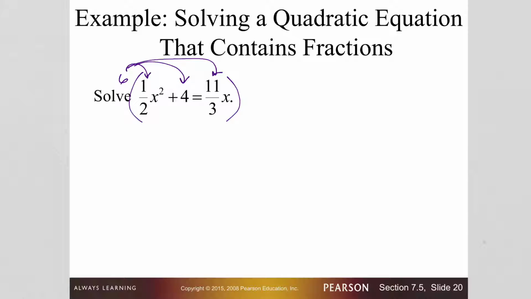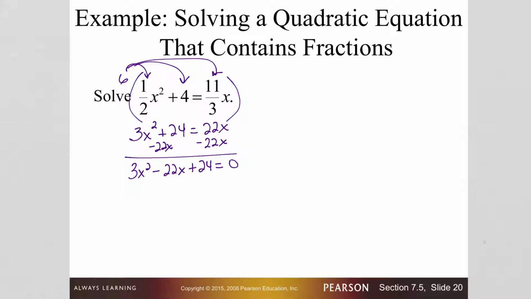So 6 times 1/2 is 3. Don't forget your x squared. 6 times 4 is 24. 6 times 11/3 is 22x. So now I want to get my x's on the same side, or get everything equal to 0. So I get 3x squared minus 22x plus 24 equals 0. Now this is what I want to factor.